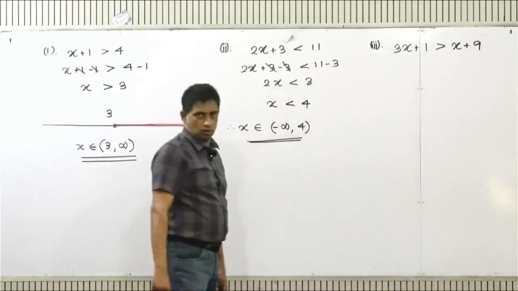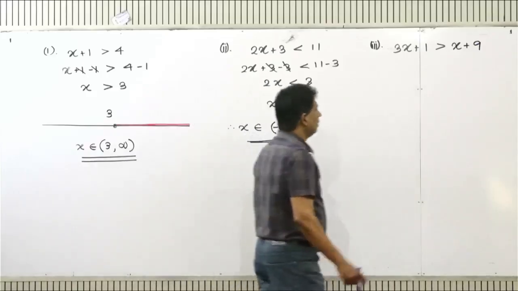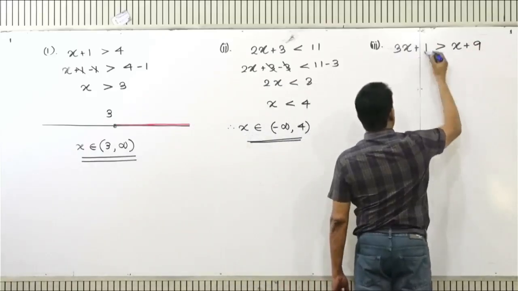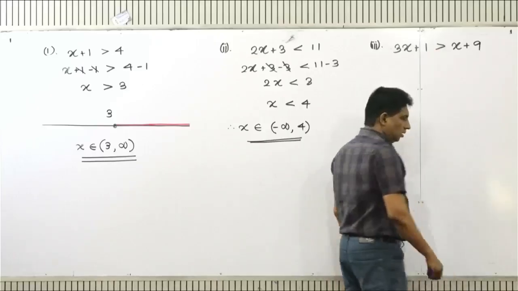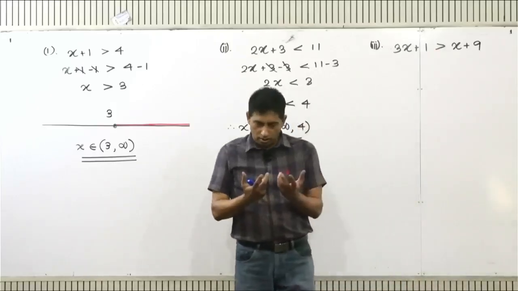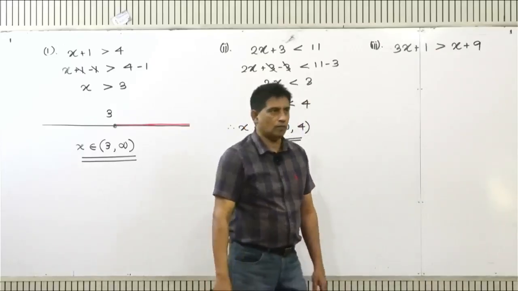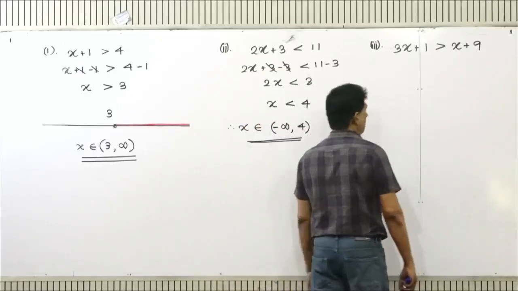Now we have to solve this one. Right hand side is a linear function, left hand side is also a linear function. If both sides are linear functions, then this is a linear inequality. So we have to subject x.